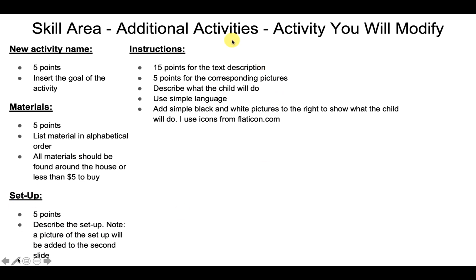The most points will be for the instructions for your new activity. You'll receive 15 points for the text description and 5 points for the corresponding pictures for each of the different instructions. Describe what the child will do. Use simple language. Add simple black and white pictures to the right to show what the child will do. Again, I used icons from flaticon.com, or you can create your own in PowerPoint.